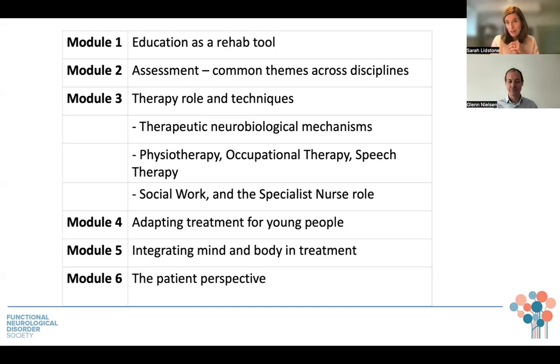And Module 6 is the patient perspective. So we're very fortunate to have some patients with FND who have gone through rehabilitation, and they talk about their experience and what it's like being in recovery.